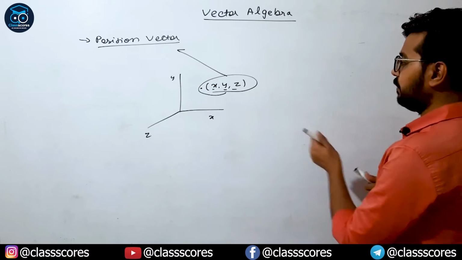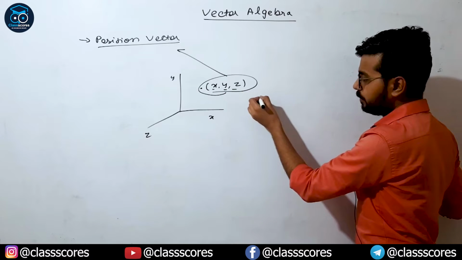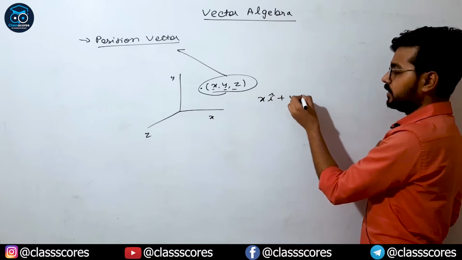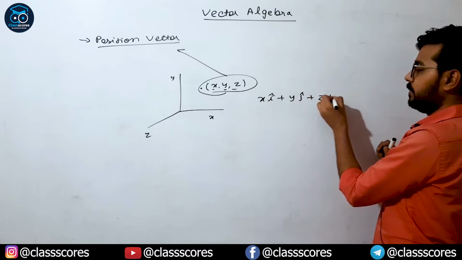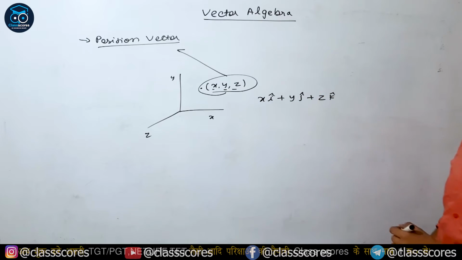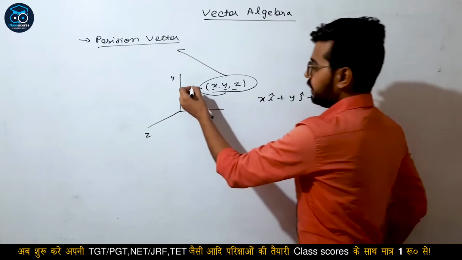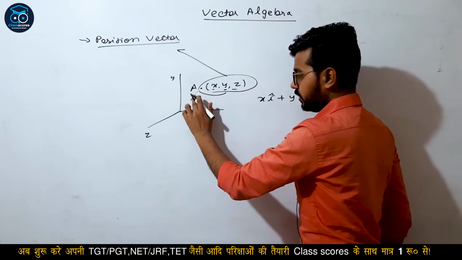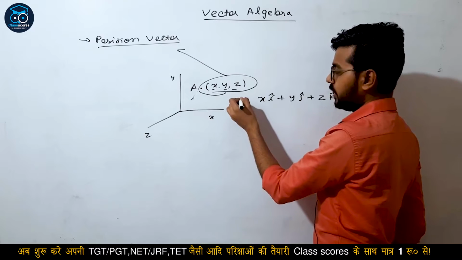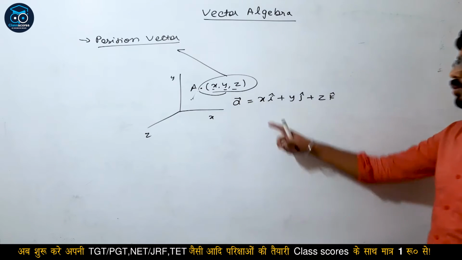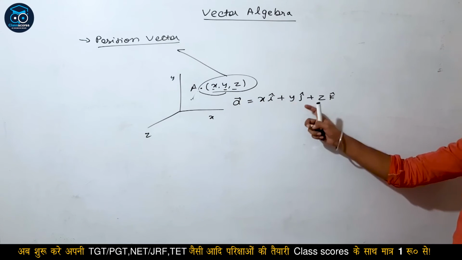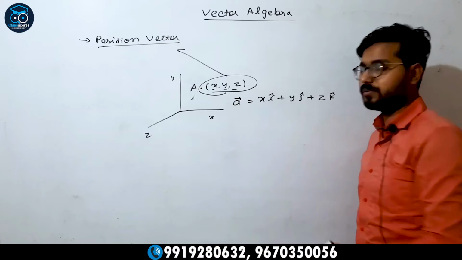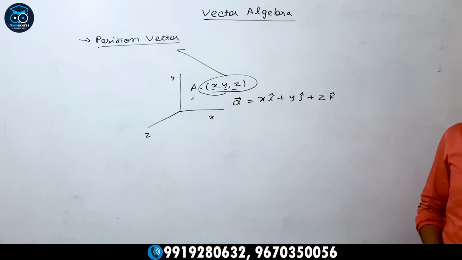Clear? It will be represented with x as i cap, y as j cap and z as k cap. So if we say this is a point A, we can say A vector equals x i cap plus y j cap plus z k cap. So this is the position vector of A. Clear?